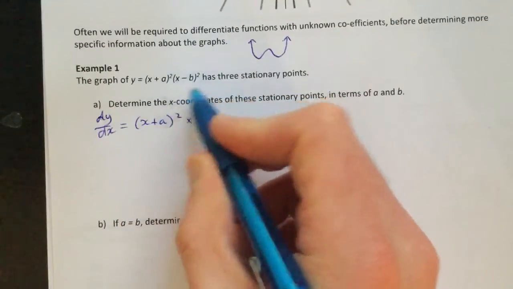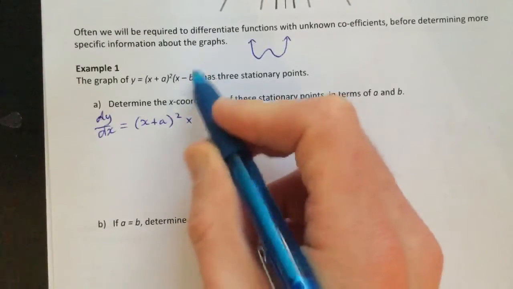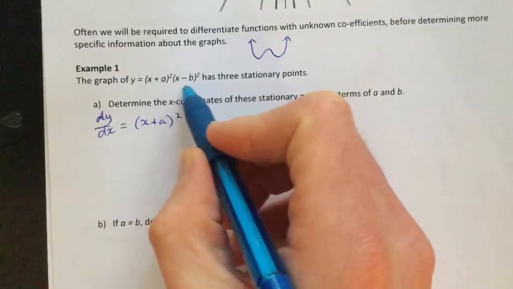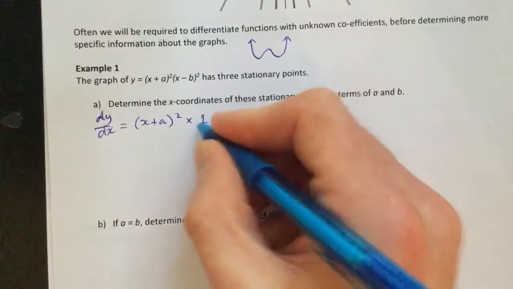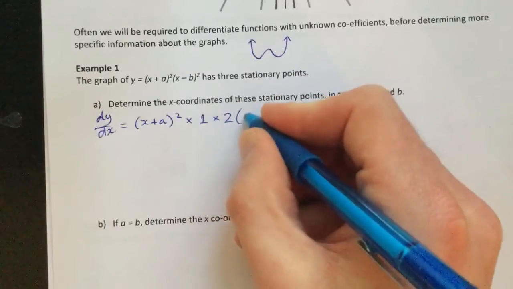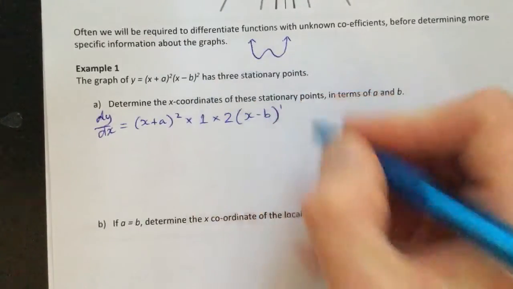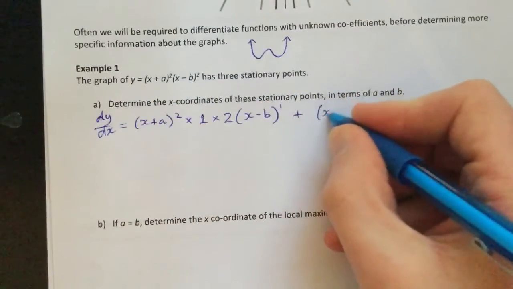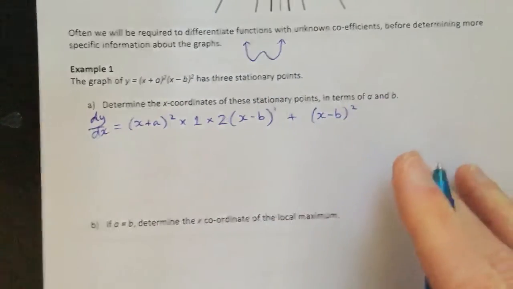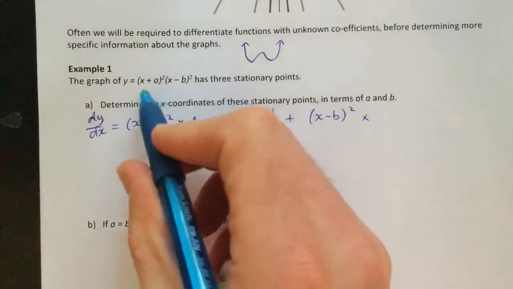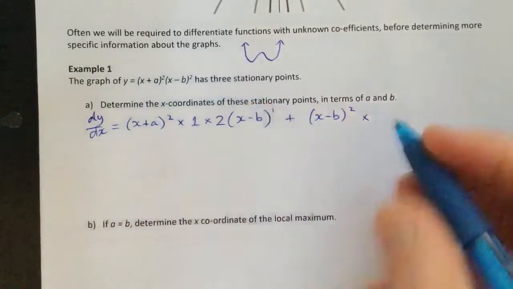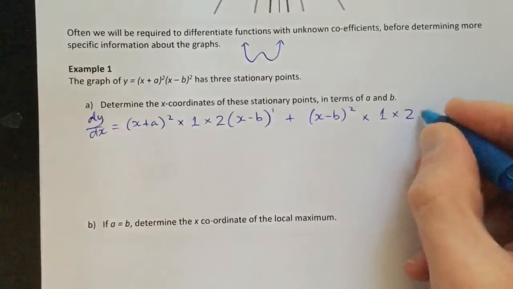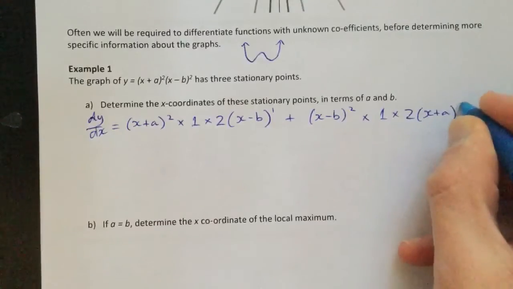Now the derivative of that second bracket squared, I usually think of it as differentiate the inside first. So the derivative of the inside would be 1, which obviously isn't going to do much, times the derivative of the outside, which is going to be 2 times (x minus b) to the power of 1. Plus, put down the second thing and differentiate the first. So (x minus b) squared times the derivative of the first, and the derivative of the inside of the bracket is 1, times differentiating the outside, we get 2 times (x plus a) to the power of 1.